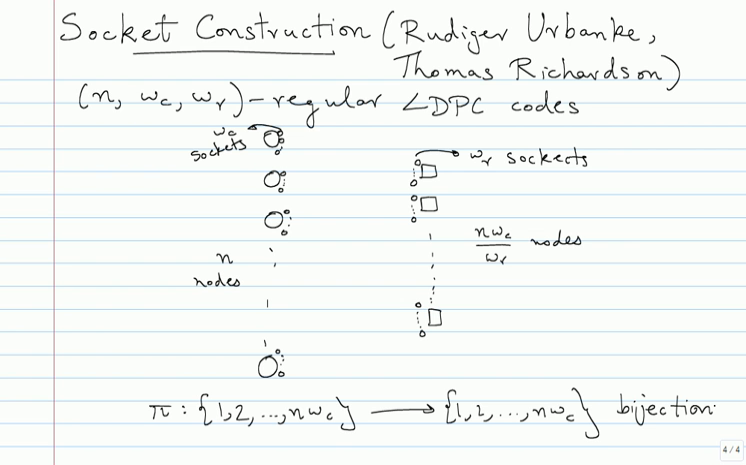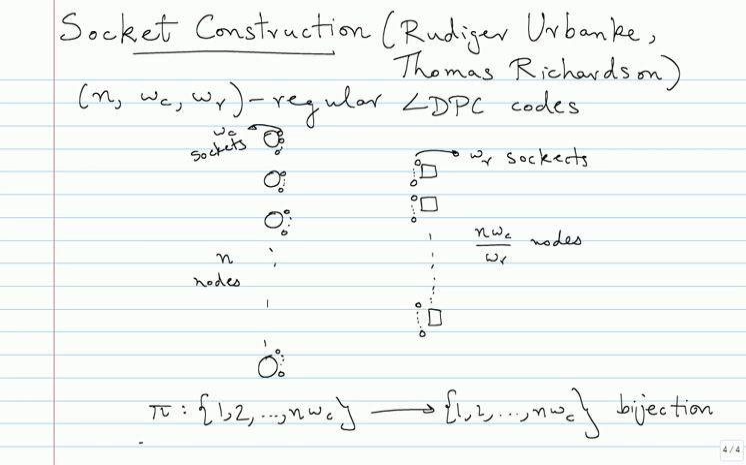Bijection or a permutation, right? In terms of numbers, you can think of pi as a permutation. It's the same thing. Now I'm going to number my sockets on the left hand side from 1 to NWC. Similarly, I can number the sockets on the right hand side from 1 to NWC again. And then how will I connect the edges? According to this bijection pi.